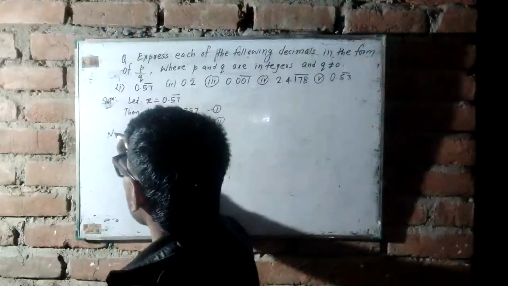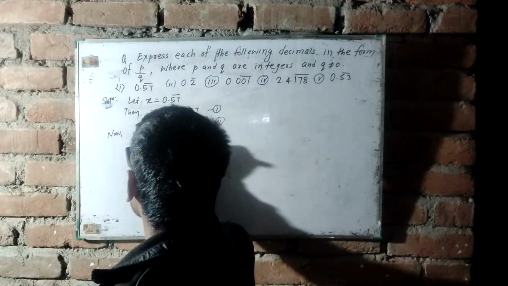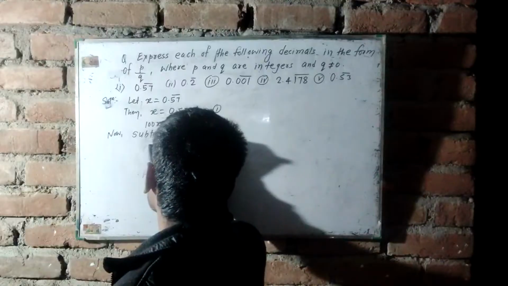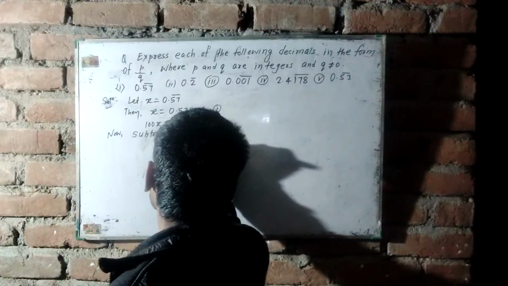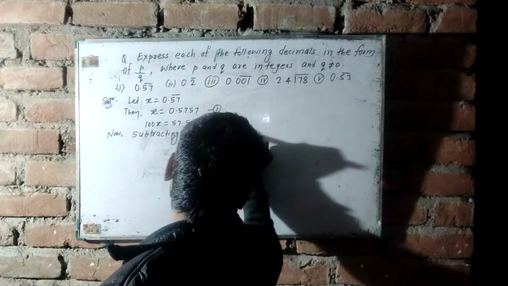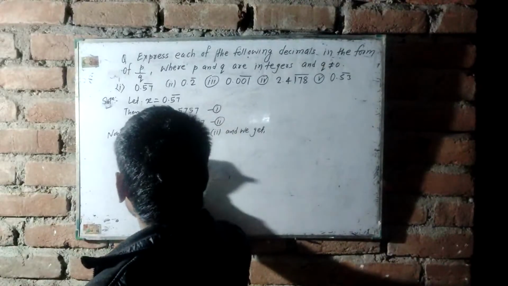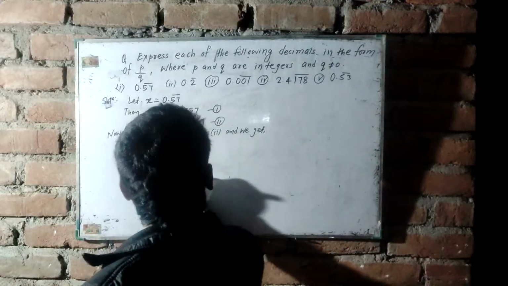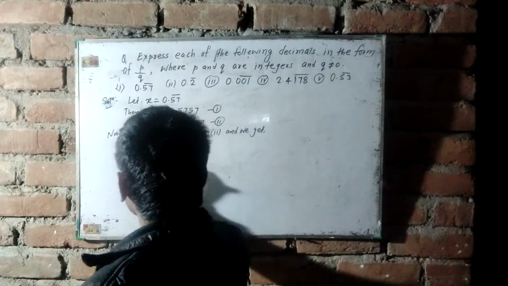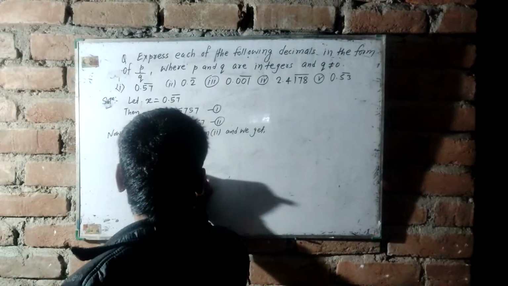Subtracting equation first from equation second, we get 99x is equal to 57. This implies that x is equal to 57 upon 99.